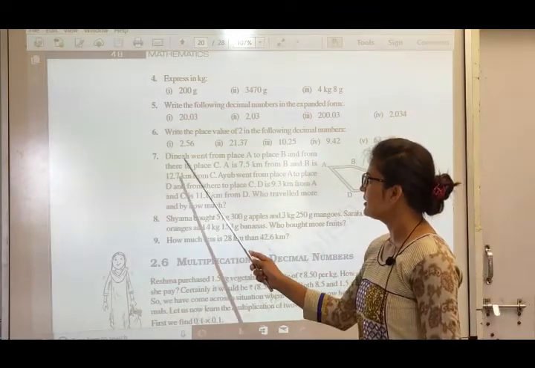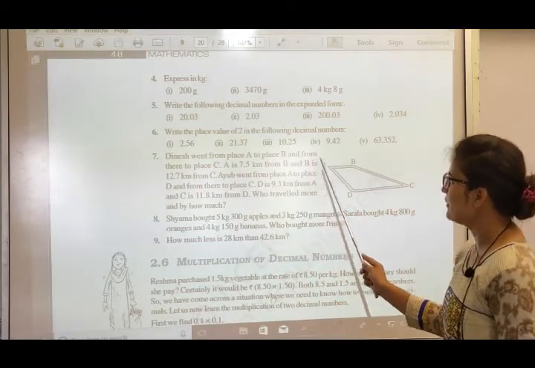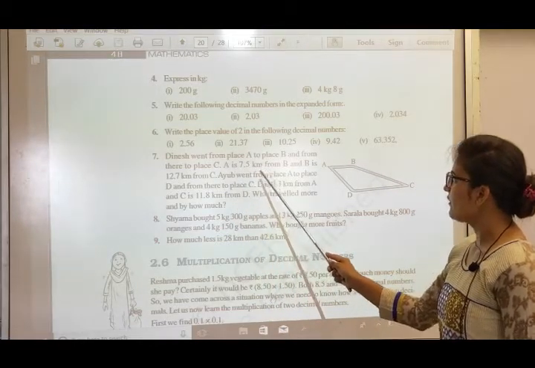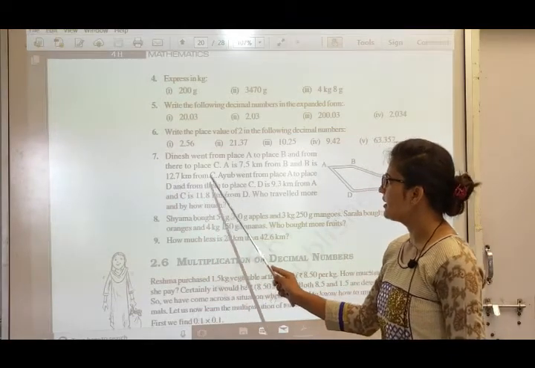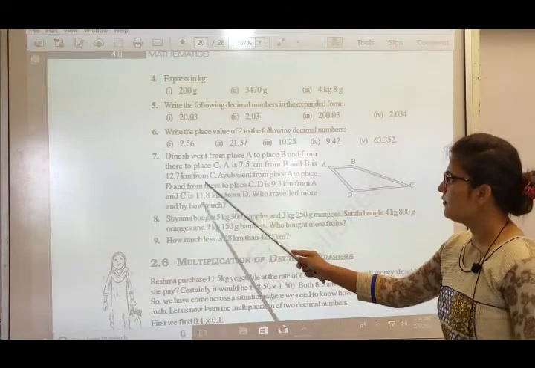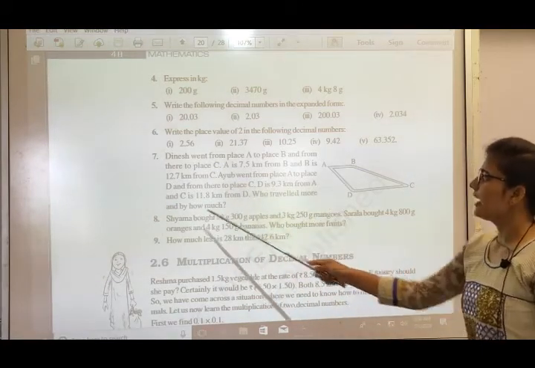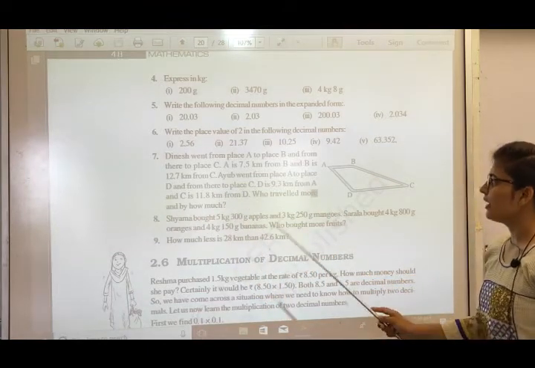Now 7th. Dinesh went from place A to place B and from there to place C. A is 7.5 km from B and B is 12.7 km from C. Ayub went from place A to place D and from there to place C. D is 9.3 km from A and C is 11.8 km from D. Who travelled more and by how much?